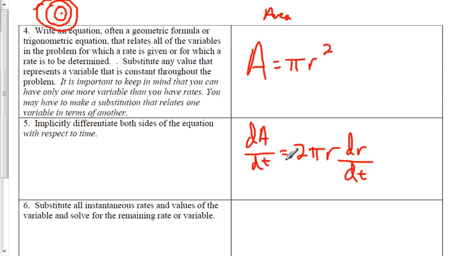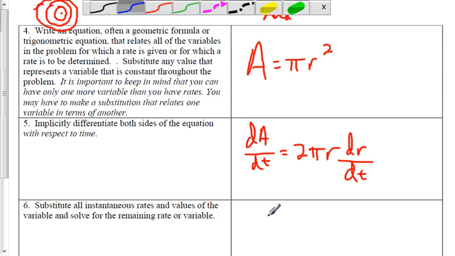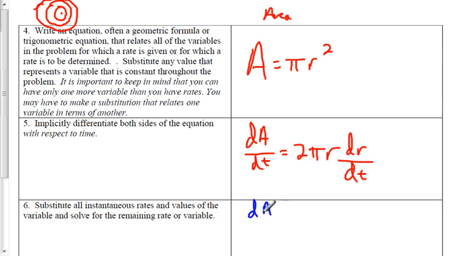I know the radius is 4. Let me change my colors here. Let's go to blue. I don't know, as we said in number 3, the rate at which the area is changing; that's what I'm trying to find. I know pi is a constant. I was told in the original problem the radius is 4, and that we're looking at the instant when the rate at which the radius is changing is 1 foot per second.